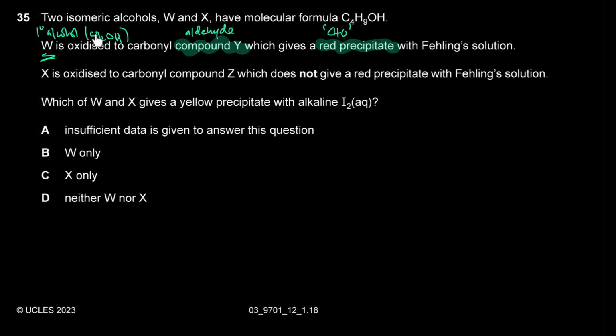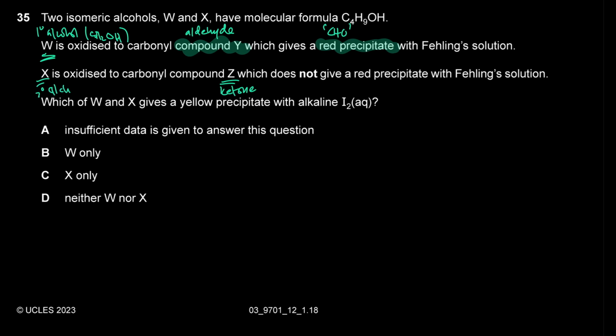So this is the primary alcohol, and then X is oxidized to carbonyl compound Z, which does not give a red precipitate with Fehling solution. That means compound Z is a ketone. Again, Z is a carbonyl compound, it's not an aldehyde because it doesn't give a red precipitate with Fehling, so it means it's a ketone. And then that means that alcohol X must be a secondary alcohol.